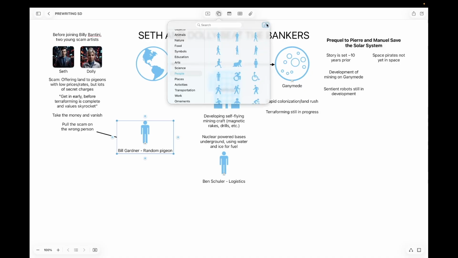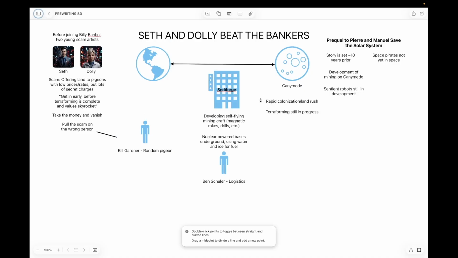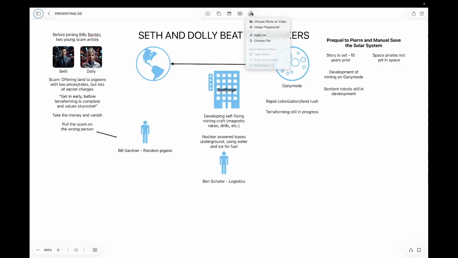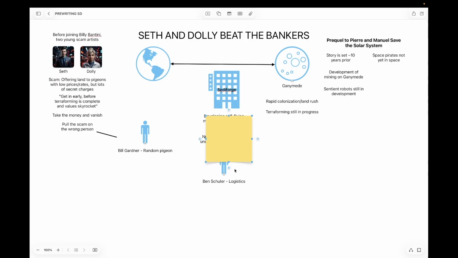Now, what's this? Double-click points to toggle in straight and curved lines. Oh, okay, that's something else. I don't want to do that right now. Okay, but we can also add tables, photos, videos. We can even use the image playground if we want. I'm not going to add a table right now. This is like a sticky note for collaborative efforts, but right now it's mostly just text.